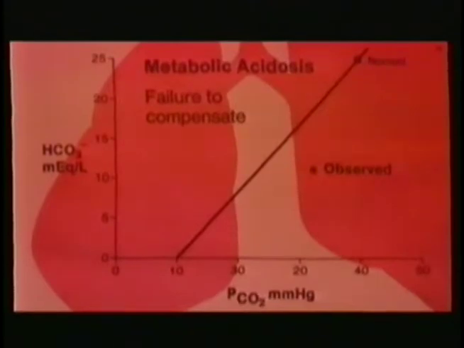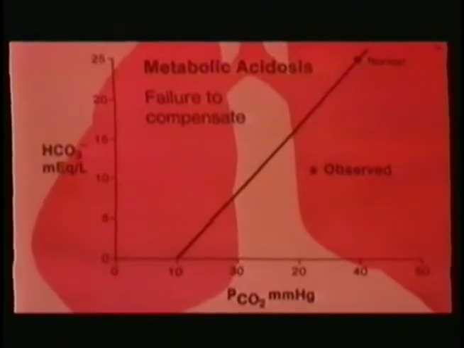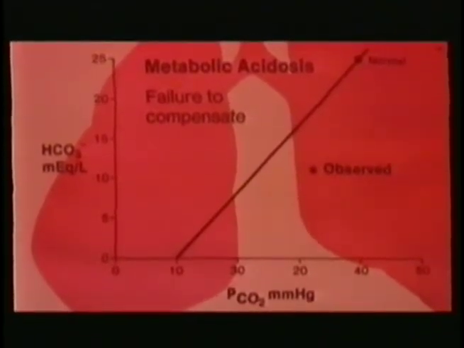When the patient fails to ventilate appropriately for the observed reduction in plasma bicarbonate concentration, a respiratory disturbance is superimposed on the metabolic acidosis. In this case, the patient with metabolic acidosis has a carbon dioxide tension significantly greater than that shown by the line that depicts appropriate compensation.